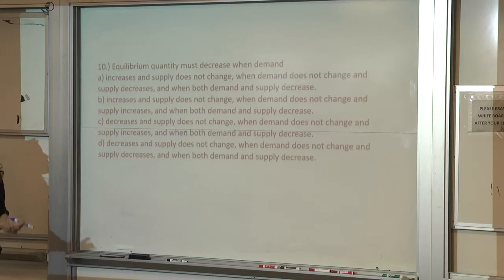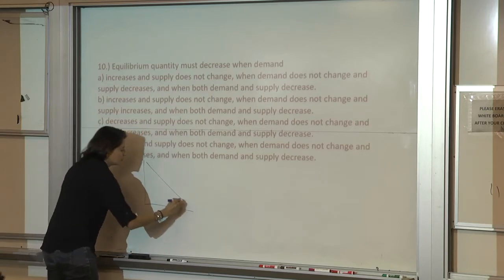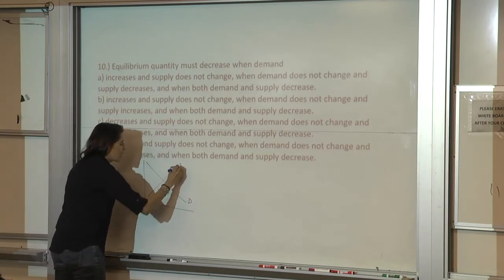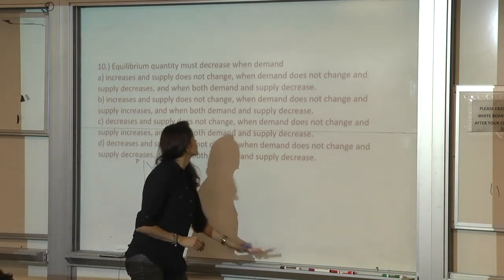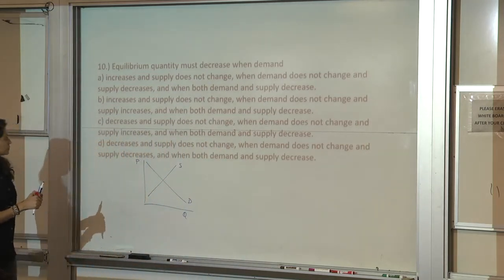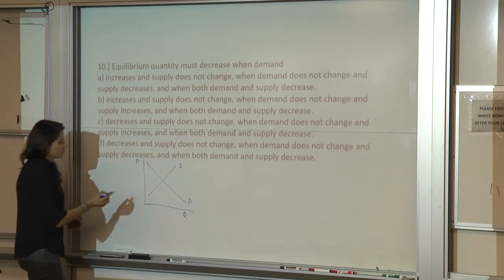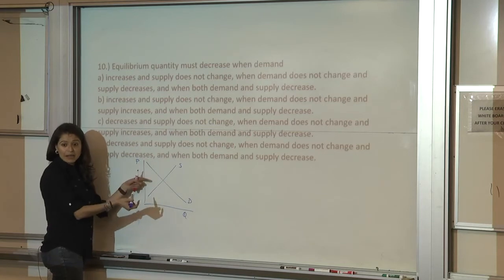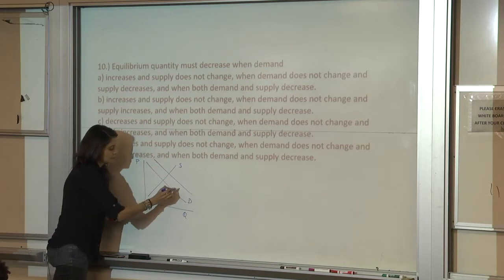Equilibrium quantity must decrease when demand, okay? So we have the following. We have demand and supply, prices and quantities. This is saying if demand increases, okay, what is an increase in the demand? A shift of the demand, right? Up.